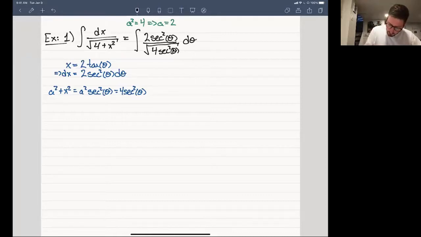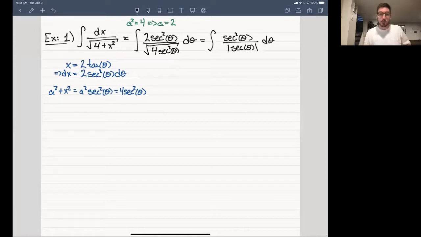So now I can take the square root here. I'm going to get the square root of 4, which is 2, so that will cancel with the 2 on the top. Let me do that right away. And I get secant squared theta divided by the absolute value of secant theta. And I suspect that a lot of people will forget that absolute value.